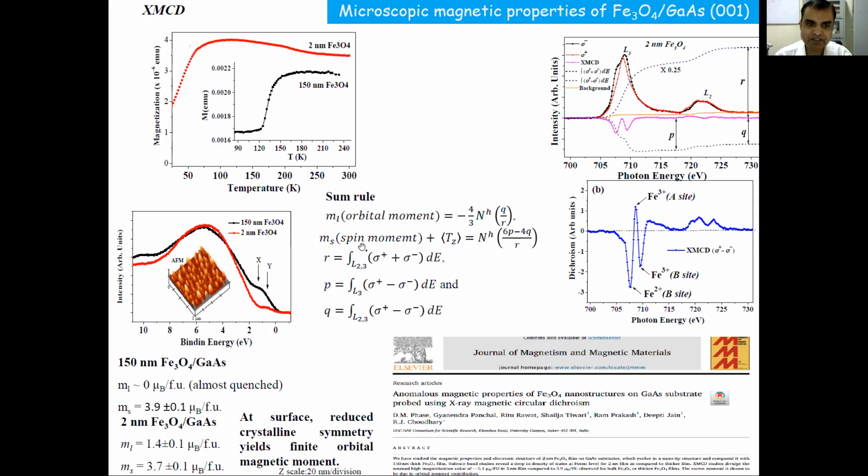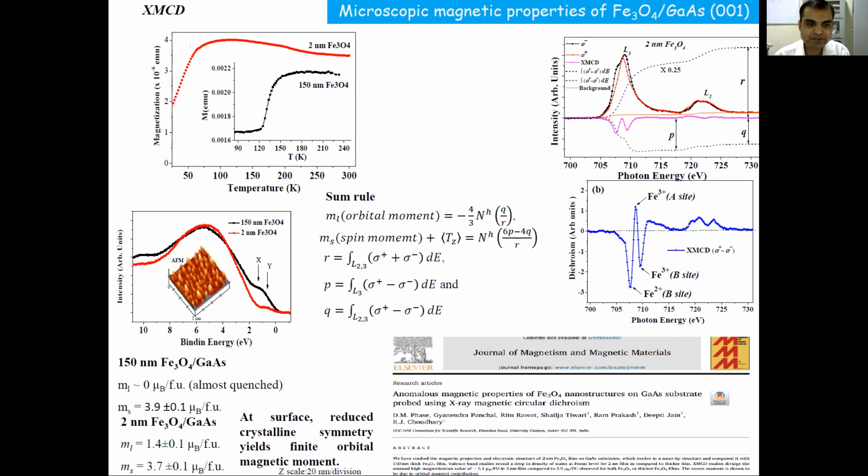So from this 150 nanometer Fe3O4 thin film, what we observed is that the net magnetization was close to 4 μB. In Fe3O4, as I said, the net moment is because of the Fe2+ moment present at the octahedral site. Fe2+ has a 3d6 electronic configuration, which means we are talking about 4 unpaired spins, and those 4 unpaired spins give rise to 4 μB.